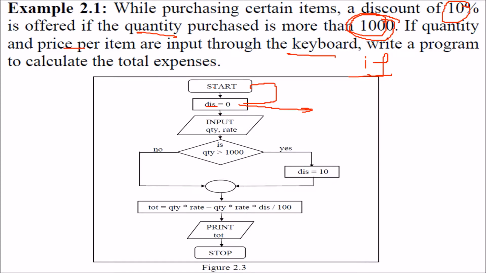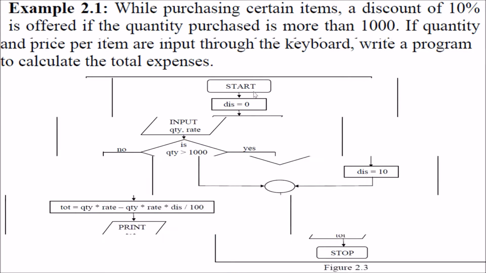See, first of all, input the quantity and rate. This is the decision control, this is where you are going to use if. If the quantity is greater than 1000, if it is yes, then you put discount equal to 10. Otherwise, if no, the discount will be 0 as you have initialized here. Then you will calculate the total. Total will be simply quantity into rate minus quantity into rate into discount percent divided by 100. And then we print the total and we stop.